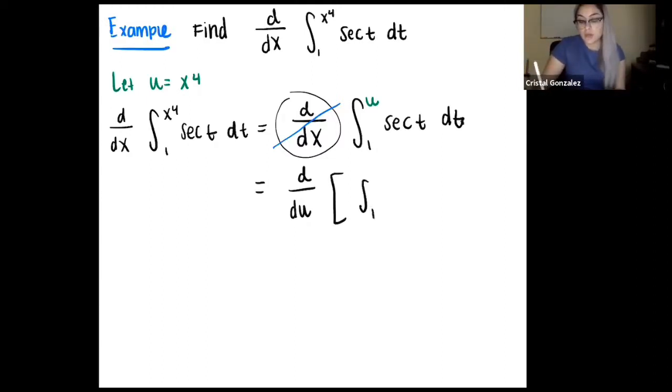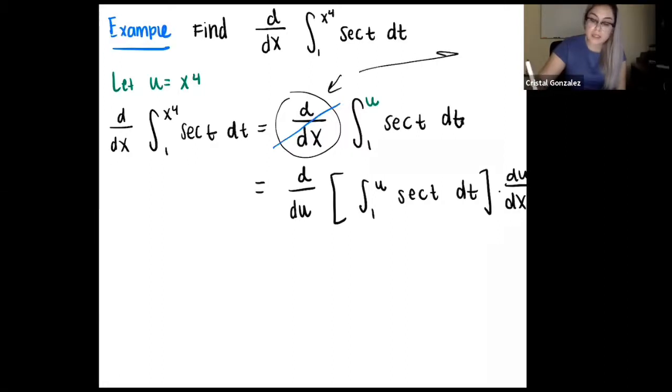From the integral from 1 to u of secant t dt times du over dx. So really what's happening here is, if we're applying chain rule, d dx is really the same thing as d du times du dx. Think about it as like a funny little chain rule.